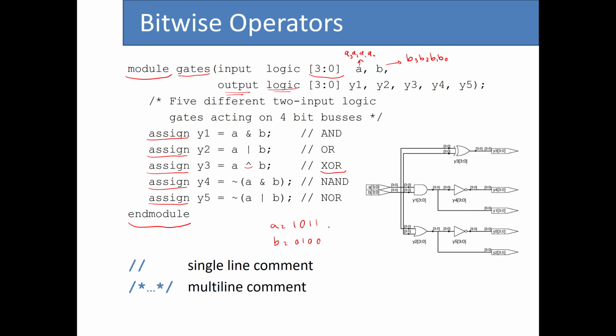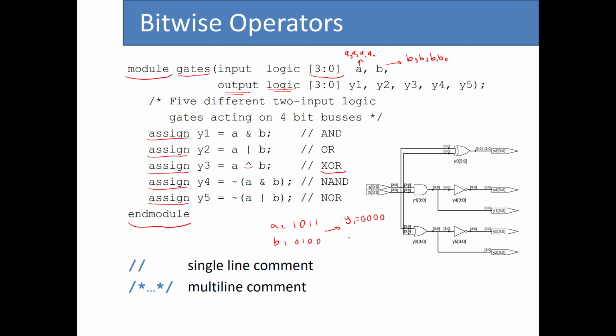and let's just say B is 0100. Based on this, y1, as I said, is the result of calculating the bitwise AND of A and B. That means we have to calculate the AND of 1 and 0, and that is going to be 0. So this is the result of y1, basically the least significant bit of y1. Then we do it for the next 2 bits. Again 0, then the next 2 bits 0, then the next 2 bits 0. So y1 is going to be 0000 if we provide A and B as inputs like this.